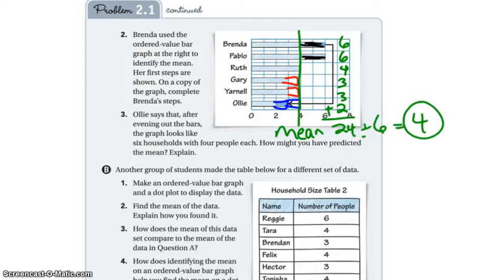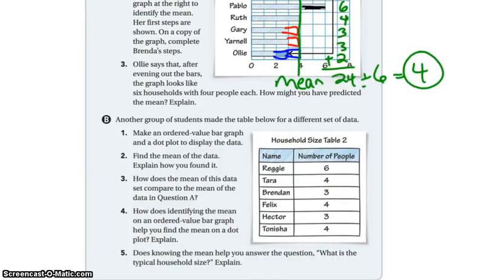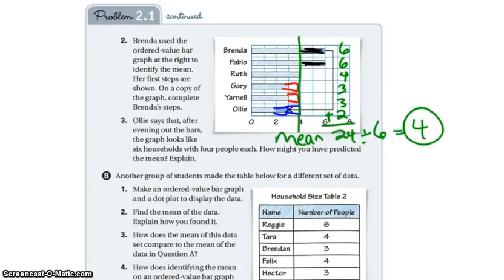Okay, so what I want you to do before coming to class tomorrow is go ahead and take a look at this as many times as you need to. Maybe come up with a set of your own numbers and make an ordered value bar graph. Tomorrow in class, we're going to take a look at the table and how we can use that to find the mean as well.